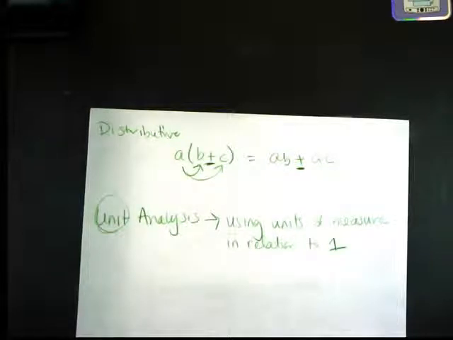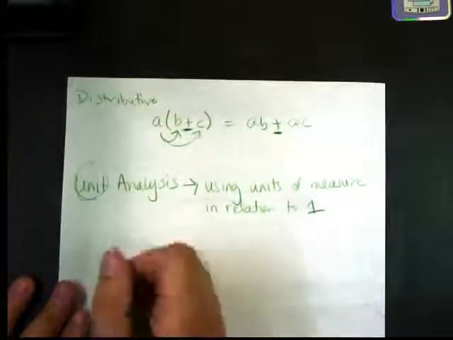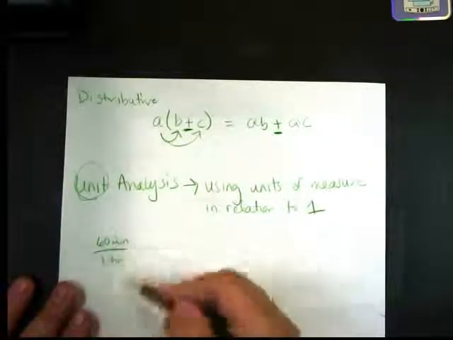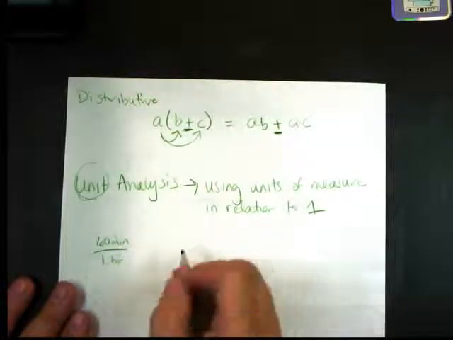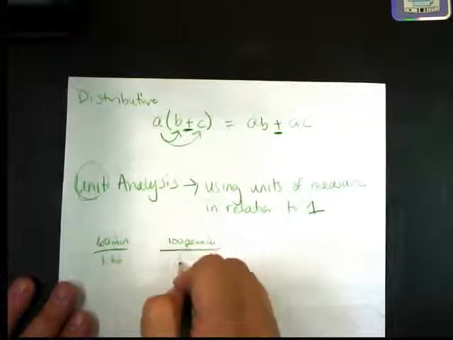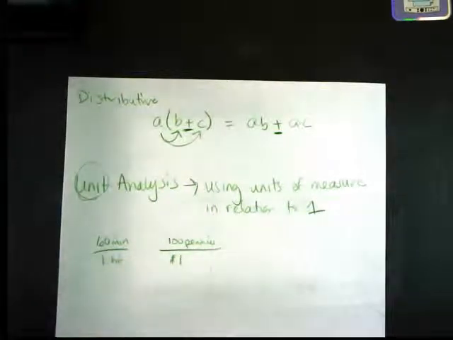So a unit, for example, a unit measurement would be 60 minutes is 1 hour. That's a unit measurement. 100 pennies is $1. That's a unit measurement. Whenever you are using the units in terms of 1. So on one of your homework assignments tonight, you're going to be asked to convert from one unit to another unit.